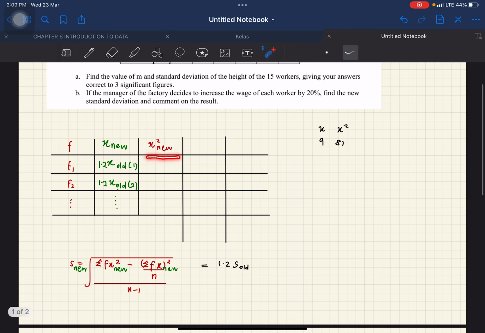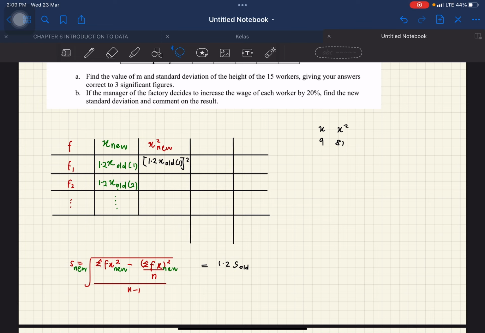So awak nak cari X square ni. Okay, so macam mana nak cari dia? Just squarekan sahaja this value. Okay, so what do you get from here is 1.2, X old number 1 kita squarekan. Okay, saya harap nampak. Let's pindahkan sikit ke sana.